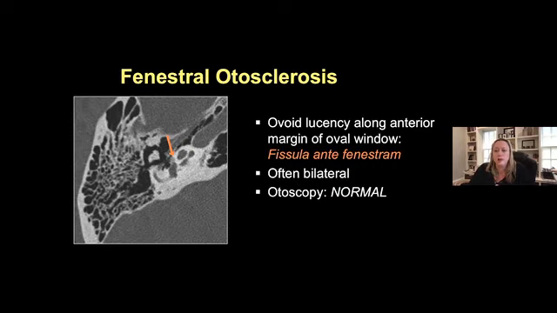And so this region, that spot right between the vestibule and the cochlea, has a fancy name that sometimes shows up in a boards type situation, and it's called the fissula ante fenestram, which I think translates to something like cleft anterior to the window, in front of the window. And so this is just the classic location for that lucency that we see in fenestral otosclerosis. This entity is a systemic process and typically bilateral, but the otoscopy exam should be normal in this setting.